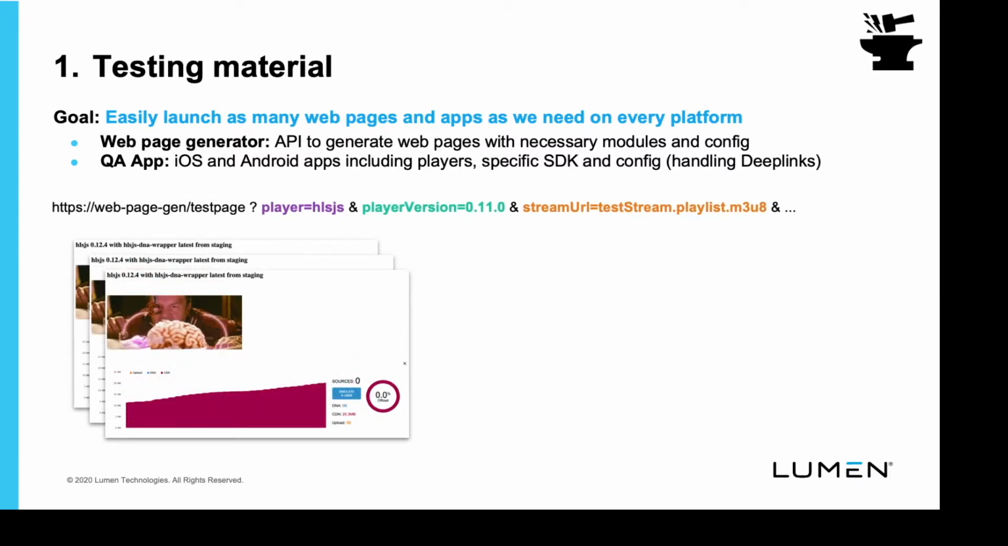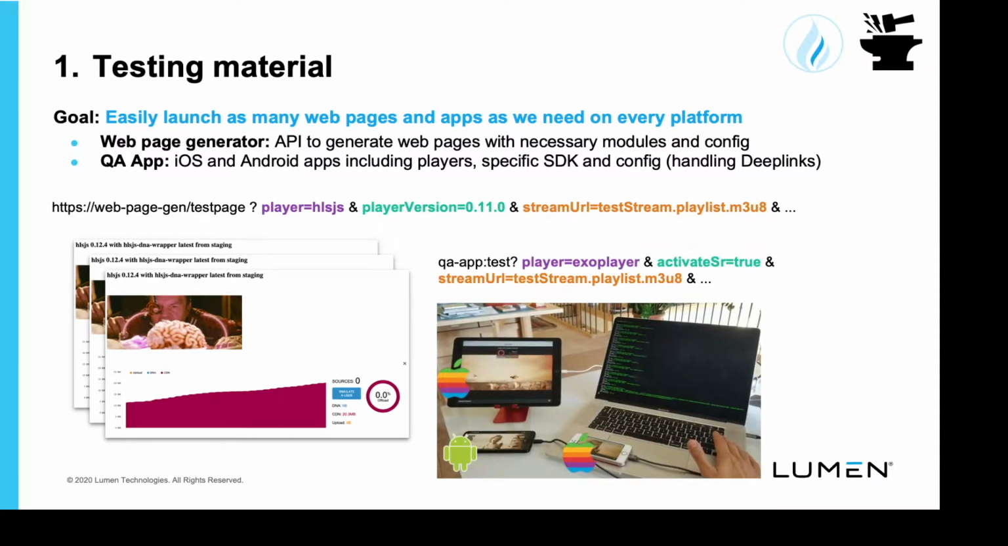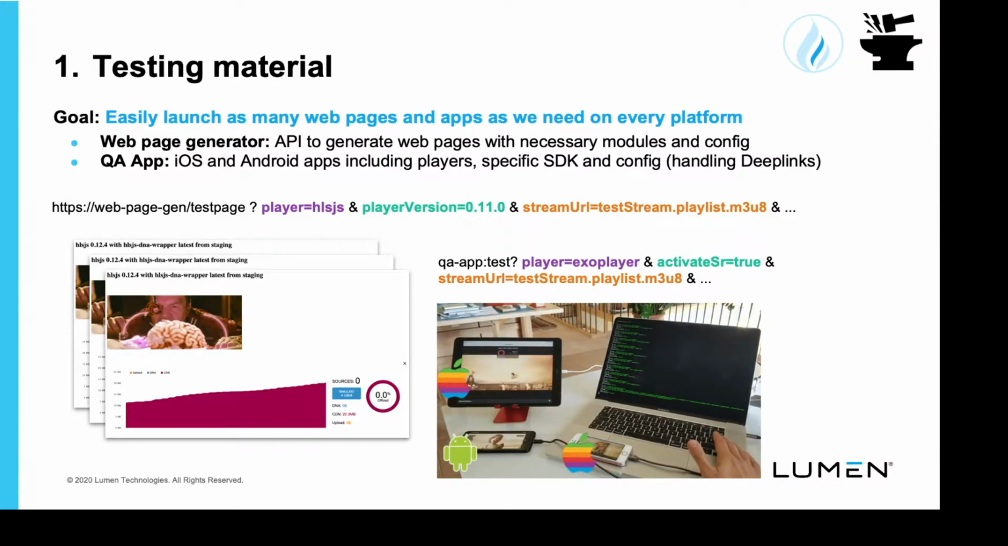Basically, for web, it's a URL with some query params, and each query param corresponds to a specific module or a specific version of a module. And on mobile, it's the same. We added the capability to handle deep links within our apps, which allows us to also have a URL type way of launching the app and having some parameters within query parameters.